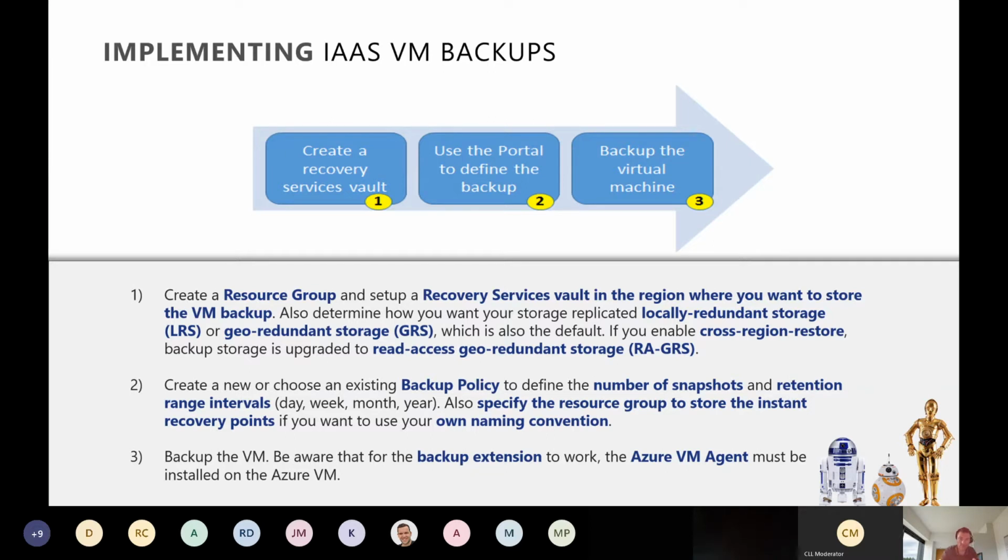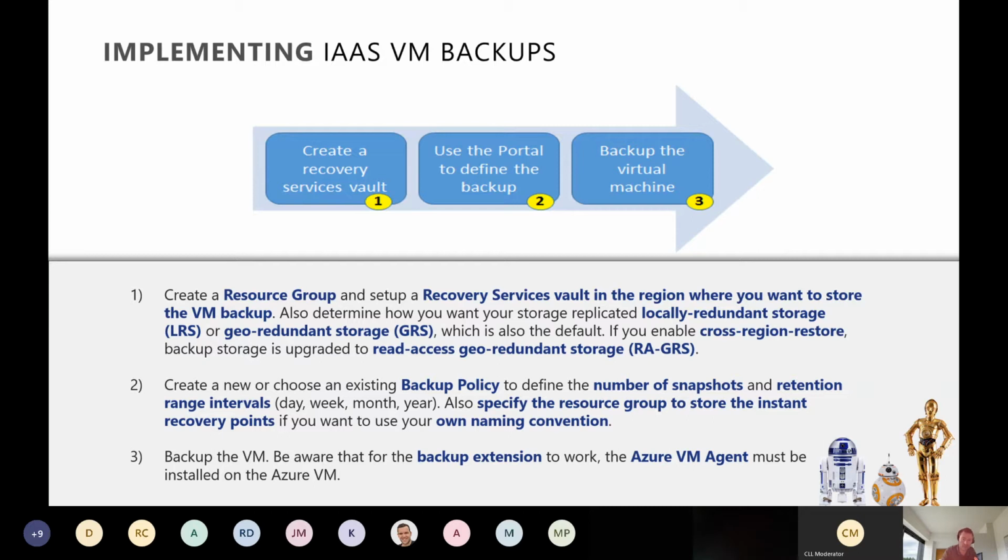When you have set up your vault, you can then use a default policy or create your own backup policies. In these policies, you define how long a backup should be retained, in days, weeks, months, and even years. You also set a number of snapshots, which is by default 2. Also, don't forget to specify the resource group to store instant recovery points if you want to use your own naming convention. Otherwise, Microsoft is going to create one with Microsoft's naming convention. And as a final step, you should enable the backup for all the VMs you want.